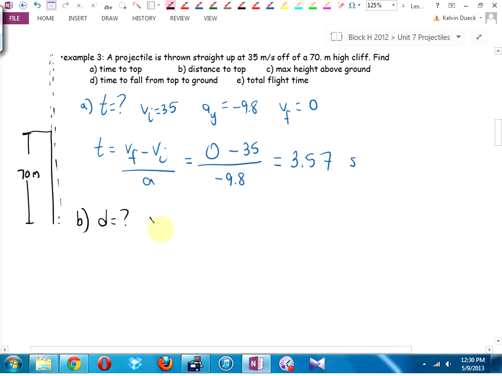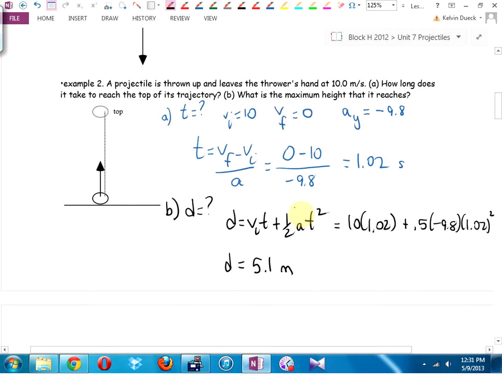VF is 0. What else? VI is 35. What else? Now, I could use T, time. We did use T, time, here.